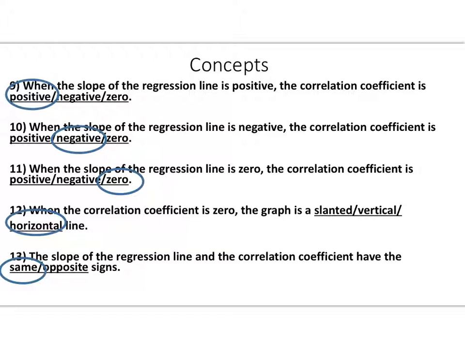Basically, we're trying to figure out when the regression line is positive, the correlation coefficient, that's your R, is also positive. If it's negative, your R is negative. If the regression line is 0, then your R is 0. An R of 0 means that your line should be a horizontal line. It goes straight across. That means there's no correlation. And another way of saying that: the slope of the regression line and the correlation coefficient have the same sign.